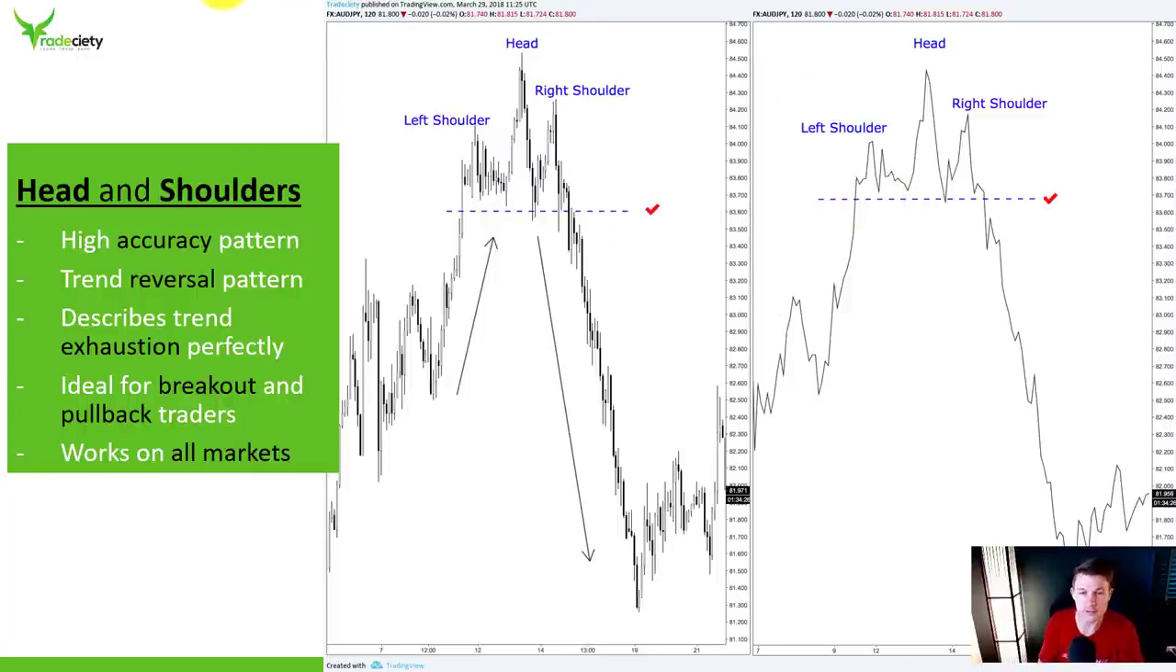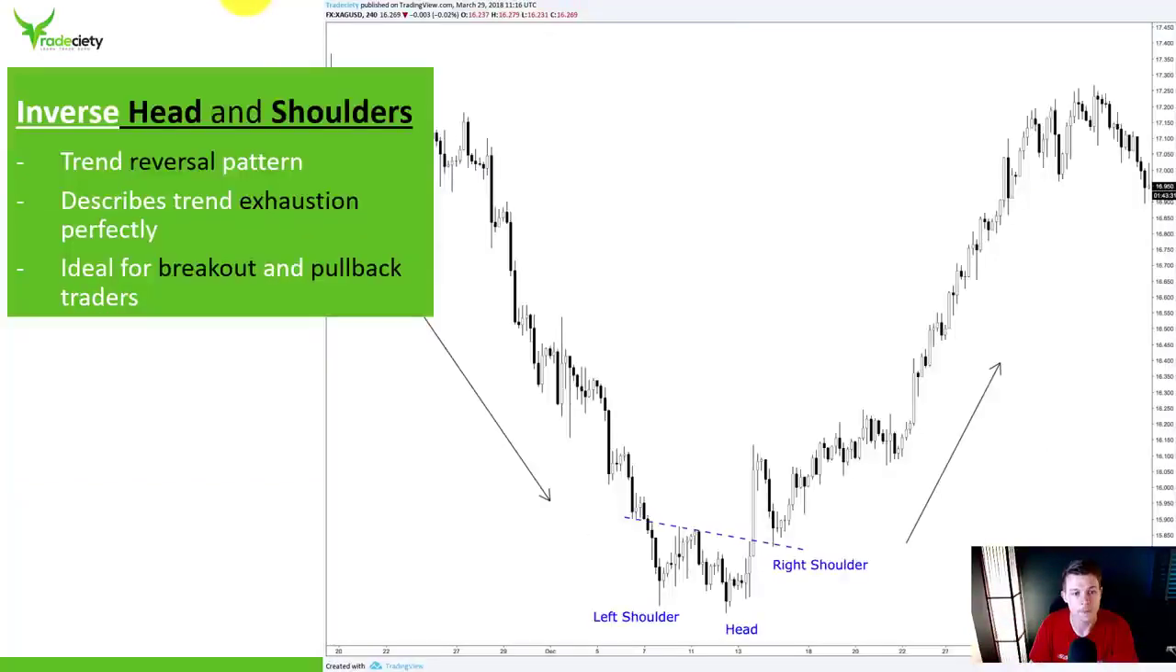And don't get discouraged if it doesn't make sense in the beginning. Just play around with it, study different head and shoulders, different chart patterns, and then your eyes and your mind will get trained to this pattern recognition skill.